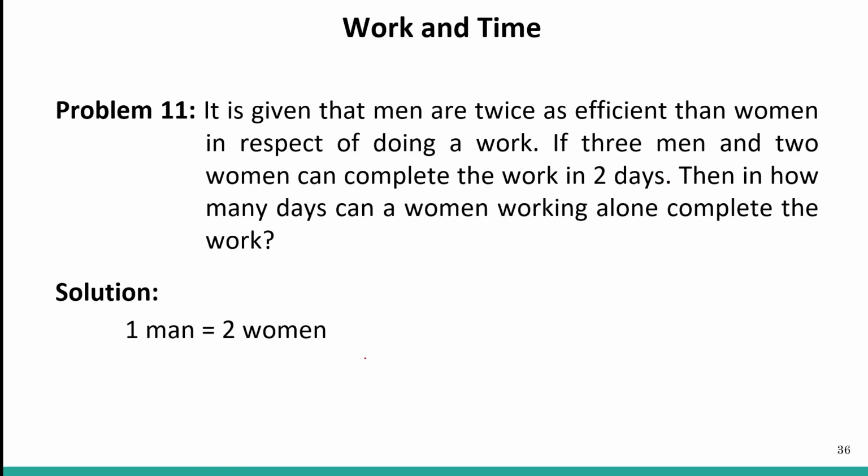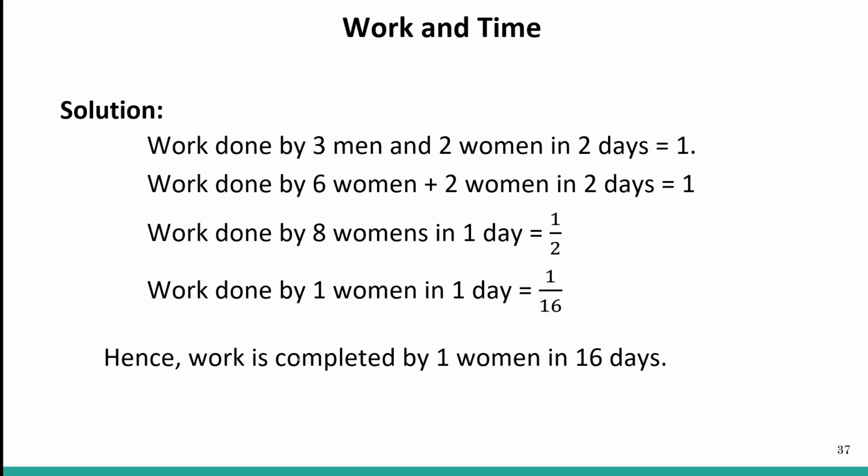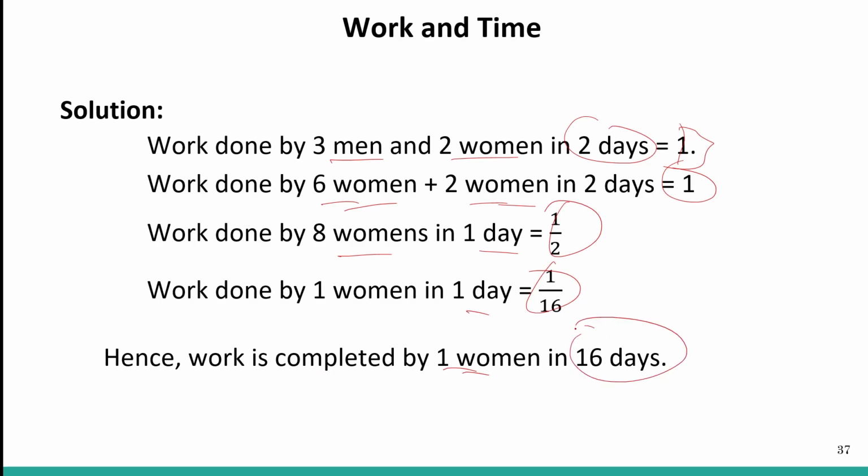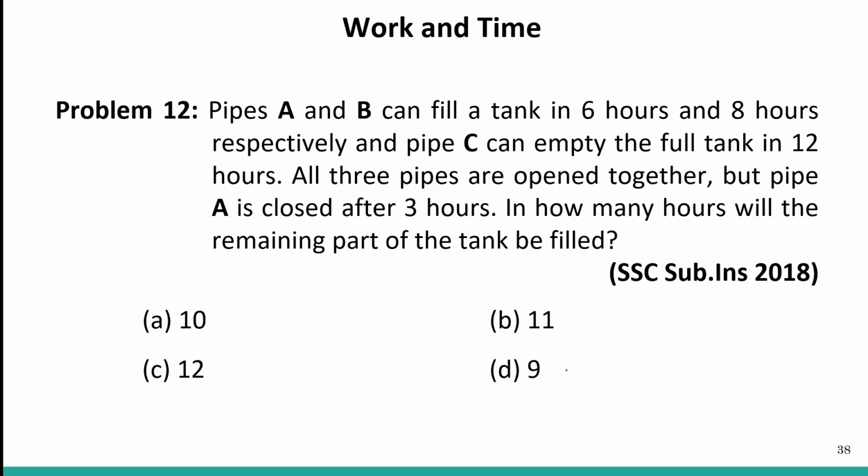Okay, so let's see. So 1 man is equal to 2 women. Work done by 3 men and 2 women in 2 days is equal to 1. So work done by 6 women and 2 women in 2 days is equal to 1. So work done by 8 women in 1 day is equal to 1 by 2. So work done by 1 woman in 1 day is equal to 1 by 16. So hence the work is completed by 1 woman in 16 days. So for 1 woman it takes 16 days to complete the work.